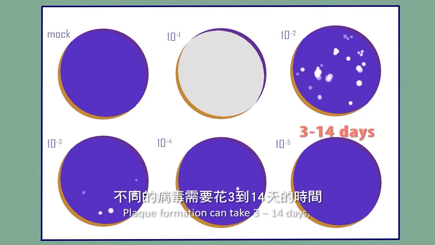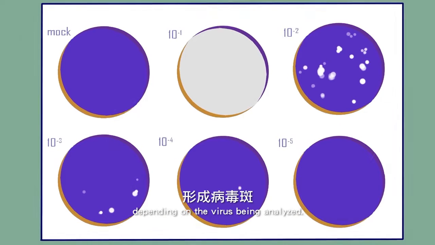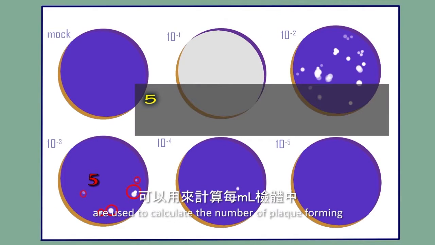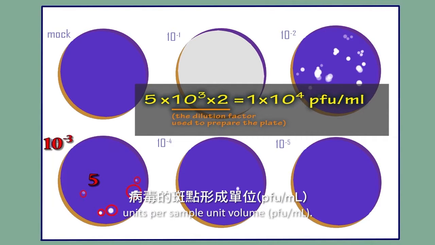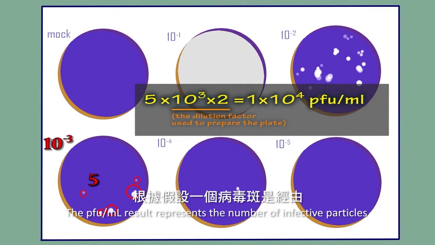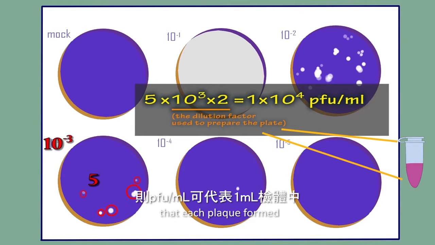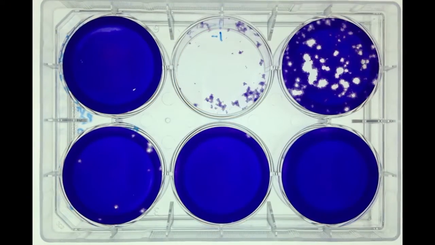Plaque formation can take 3 to 14 days, depending on the virus being analyzed. Plaques are generally counted manually, and the results are used to calculate the number of plaque-forming units per sample unit volume. A PFU per ml result represents the number of infected particles within the sample and is based on the assumption that each plaque formed is representative of one infected virus particle.